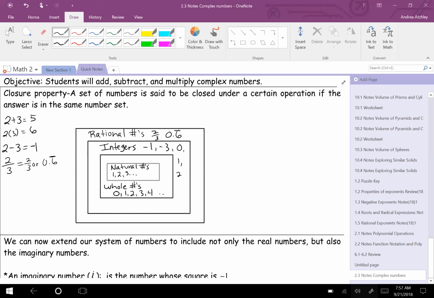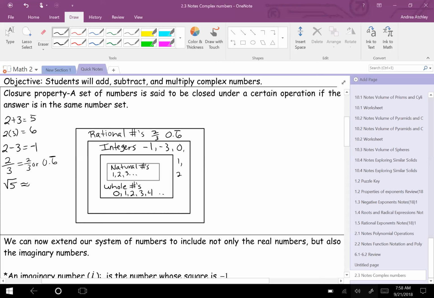So rational numbers are closed. If I add two rational numbers, I get a rational number. If I multiply, subtract, or divide two rational numbers, I get a rational number. So adding, subtracting, multiplying, dividing. But now we go to more complicated operations, like square rooting. We have the square root of 5.